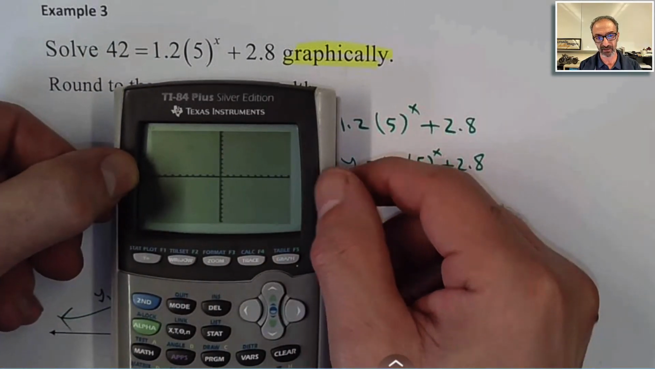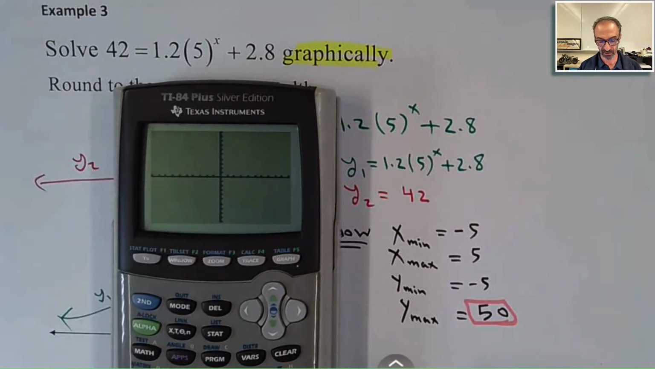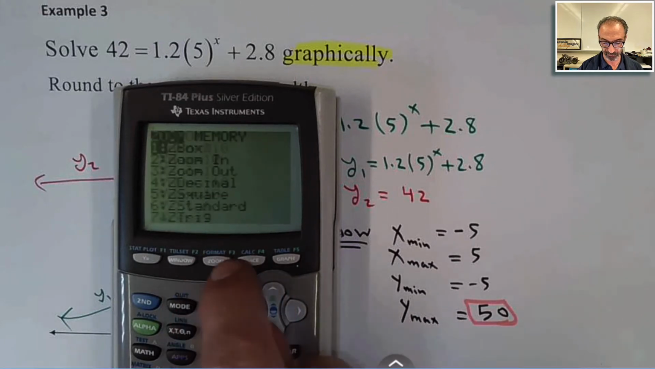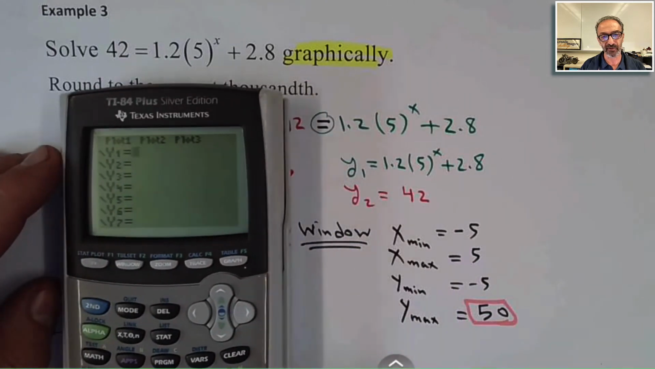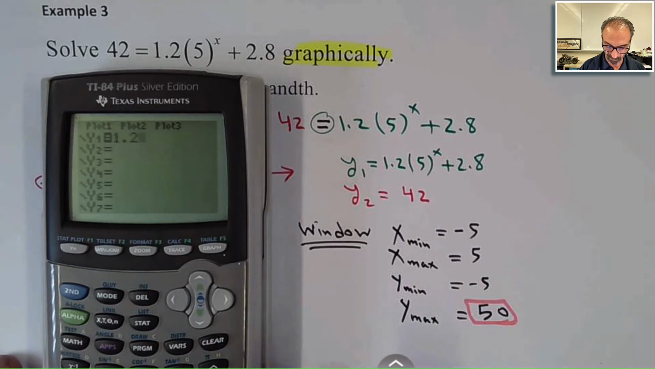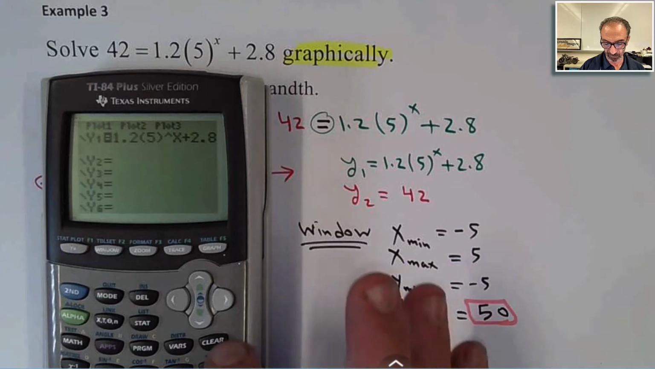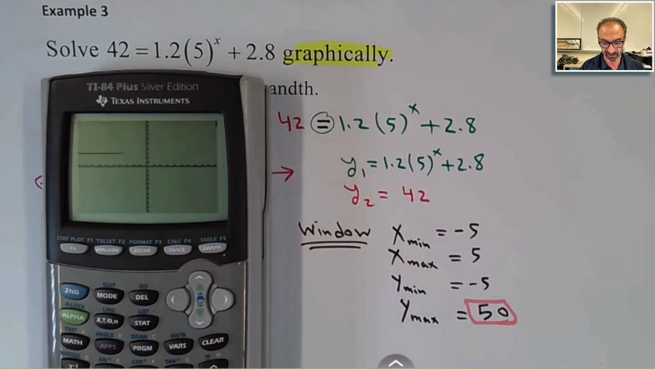From -10 on the x to +10, from -10 on the y to +10 if you count those tick marks, because we're going by 1. All right, now let's go to the y. My first function will be this right here. So I'm going to write 1.2 times, open parenthesis, 5 to the power x, plus 2.8. My second function is flat 42. Graph. You're not going to see everything because that's standard view.